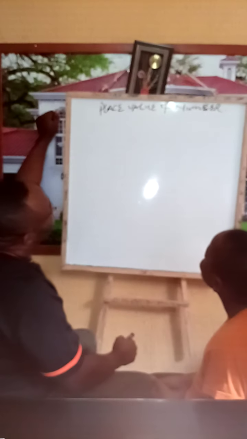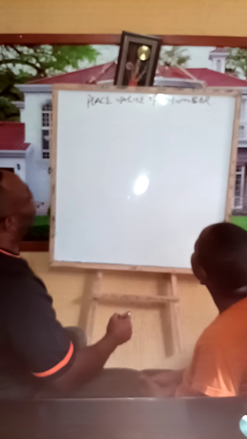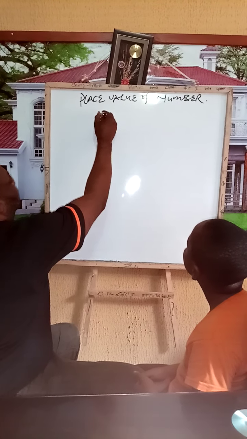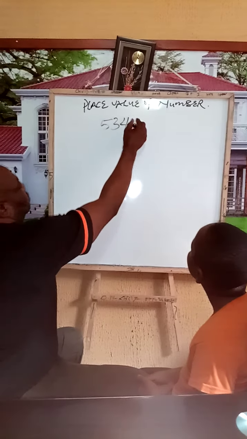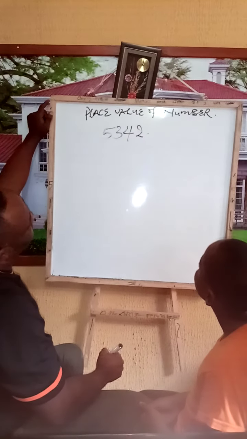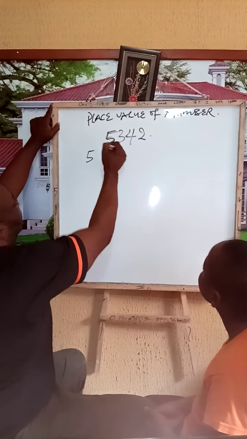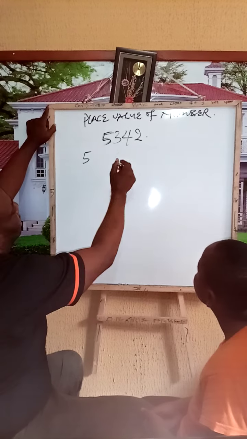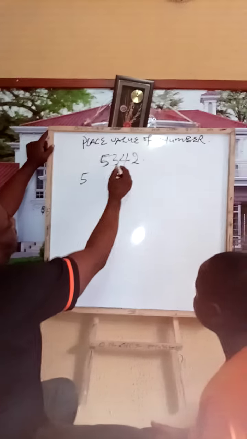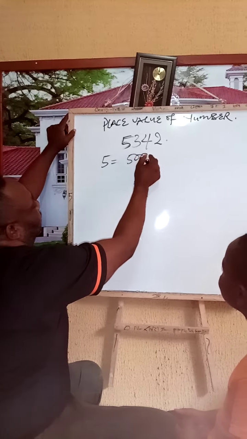Today's lesson, we'll be looking at the place value of a number. The place value, assuming you are given something like 5,342, and you are asked to get the place values of these numbers. So you start with 5 from the number. 5 in these numbers stands for 1,000, because you look at it, 1, 2, 3, so it's like 5,000.